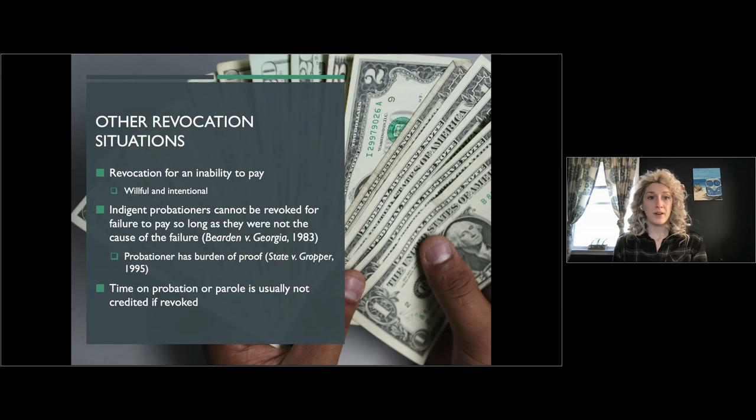The time an offender spends on probation or parole is also typically not credited towards their sentence if they end up having their probation revoked. So say they serve 2 years on probation and they end up having their probation revoked, those 2 years do not count towards their sentence. However, the federal courts and a Florida statute do now allow for either some, none, or all of the time that a probationer has served on community supervision to be credited toward an institutional sentence.